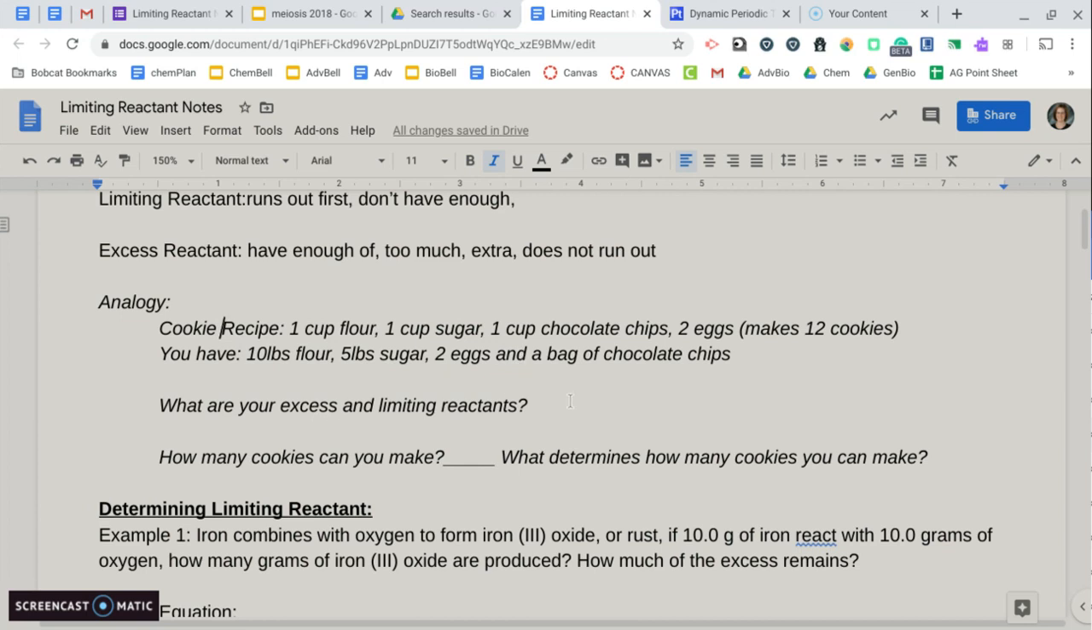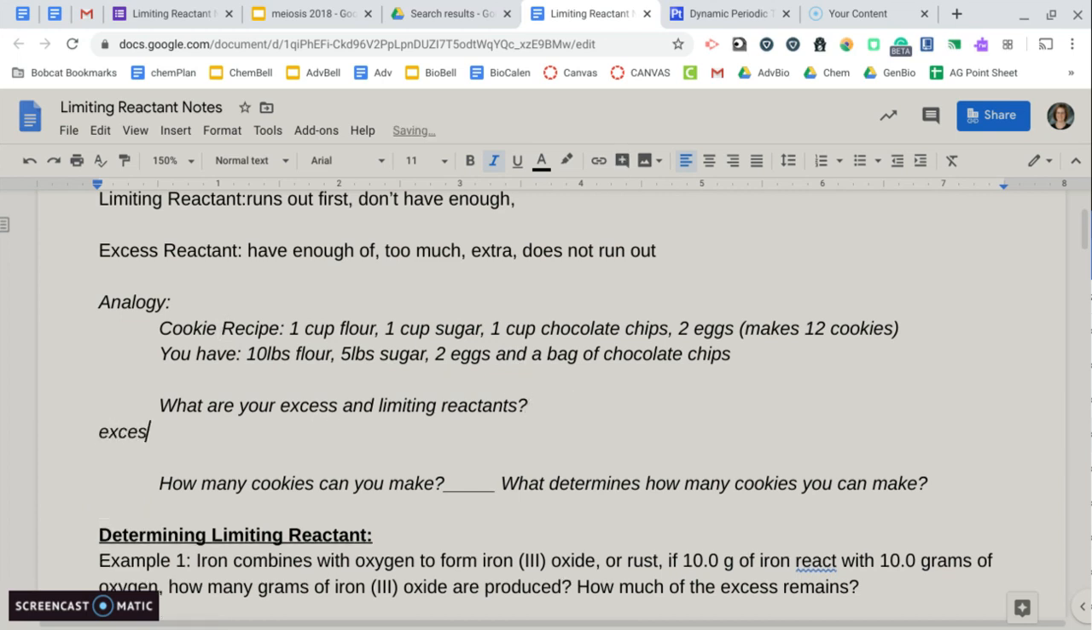So your excess reactants are the ones that you have enough of or too much of. You only need a cup of flour. You have 10 pounds, so you definitely have enough flour, excess flour. You have 5 pounds of sugar. You only need 1 cup, so you have excess sugar. You got 2 eggs, and you need 2 eggs. So it looks like eggs are probably going to be what we're going to run out of first. Let's check chocolate chips. We've got a whole bag of chocolate chips, and that's usually more than a cup.